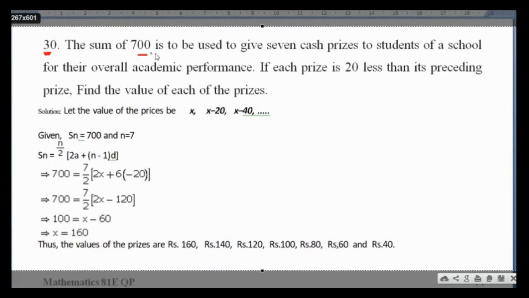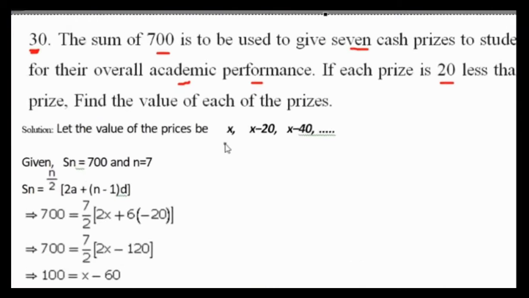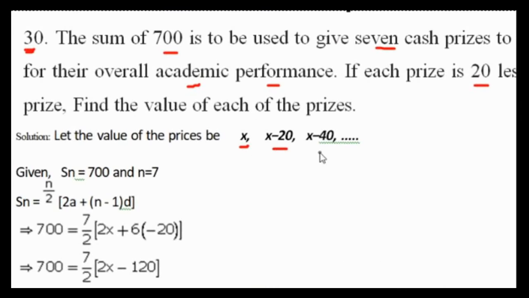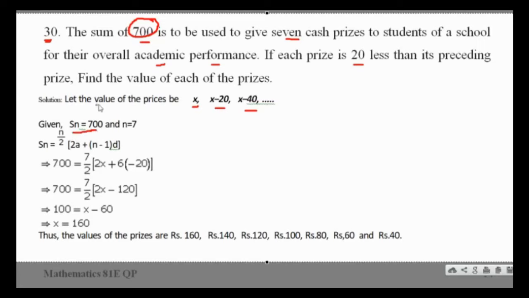The sum of rupees 700 is to be used to give 7 cash prizes to students of the school for their academic performance. If each prize is rupees 20 less than its preceding prize, find the value of each prize. So we'll take the prizes as x, x minus 20, x minus 40, and so on, because the prize values differ by 20 rupees. Given Sn is 700 rupees and n is 7 prizes. We know the formula for the sum to n terms, which is n by 2 into 2a plus n minus 1 into d.